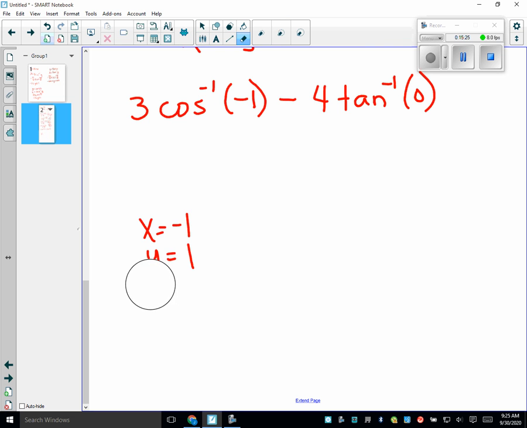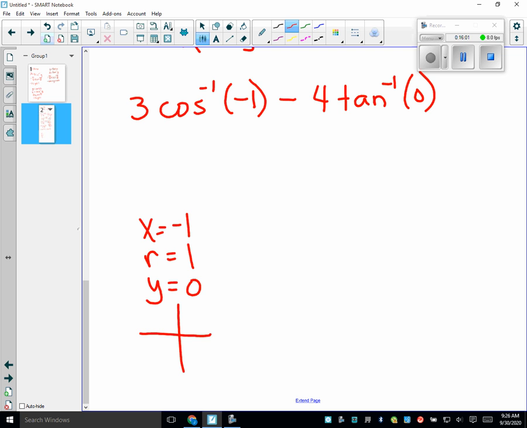Couldn't x also be positive one? No, it's negative. And the r has to be positive. Oh, you guys are talking about the cosine? Yeah. What is y? 0. Y has to be 0. Right? So where is this point? Here? Yeah. So pi.